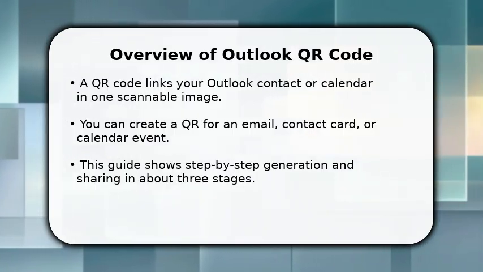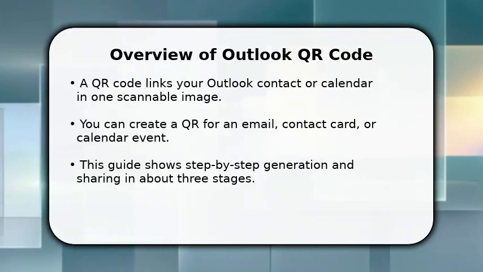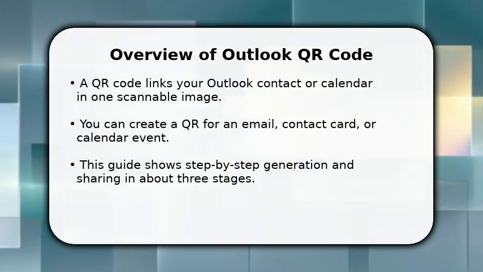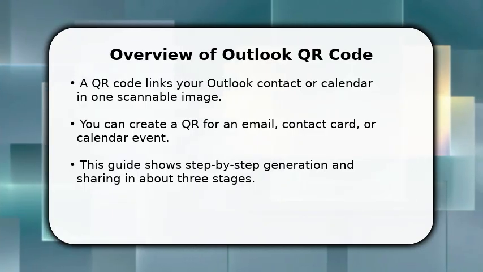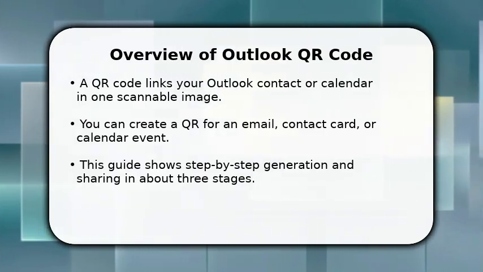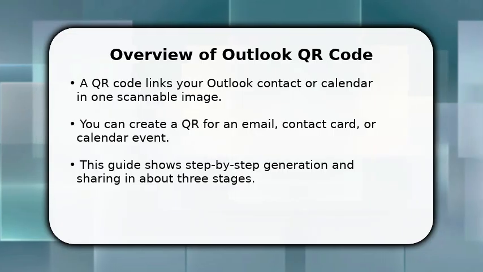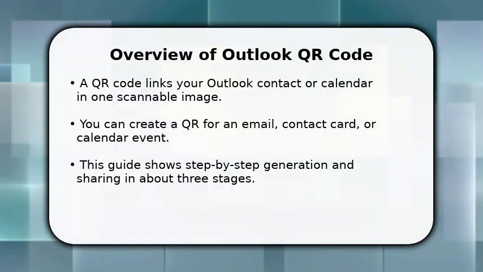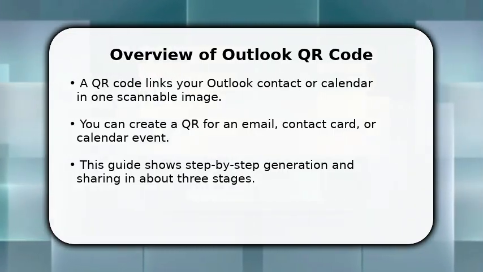Next, open your Outlook app on desktop or web to begin. The process uses built-in share features or a simple QR generator. You will learn how to customize, test, and share the QR code securely. Follow each instruction and test scanning with your phone's camera.